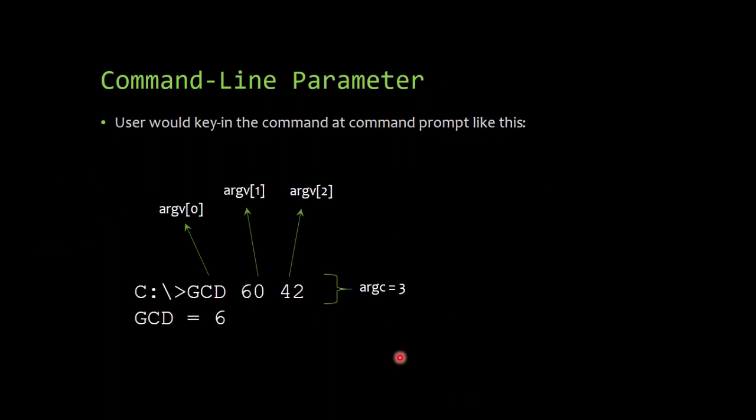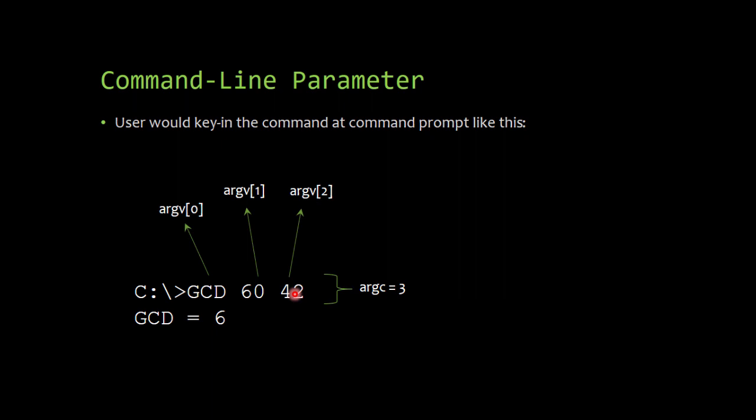So in our console program with command line parameter processing, how is this done? Let's say we name our program GCD and we want to compute the GCD of 60 and 42 again. When we say we want to process command line parameters, it means that we give 60 and 42 together with the name of the program that we are running. So we type GCD space 60 space 42. So 60 and 42 are the command line parameters.